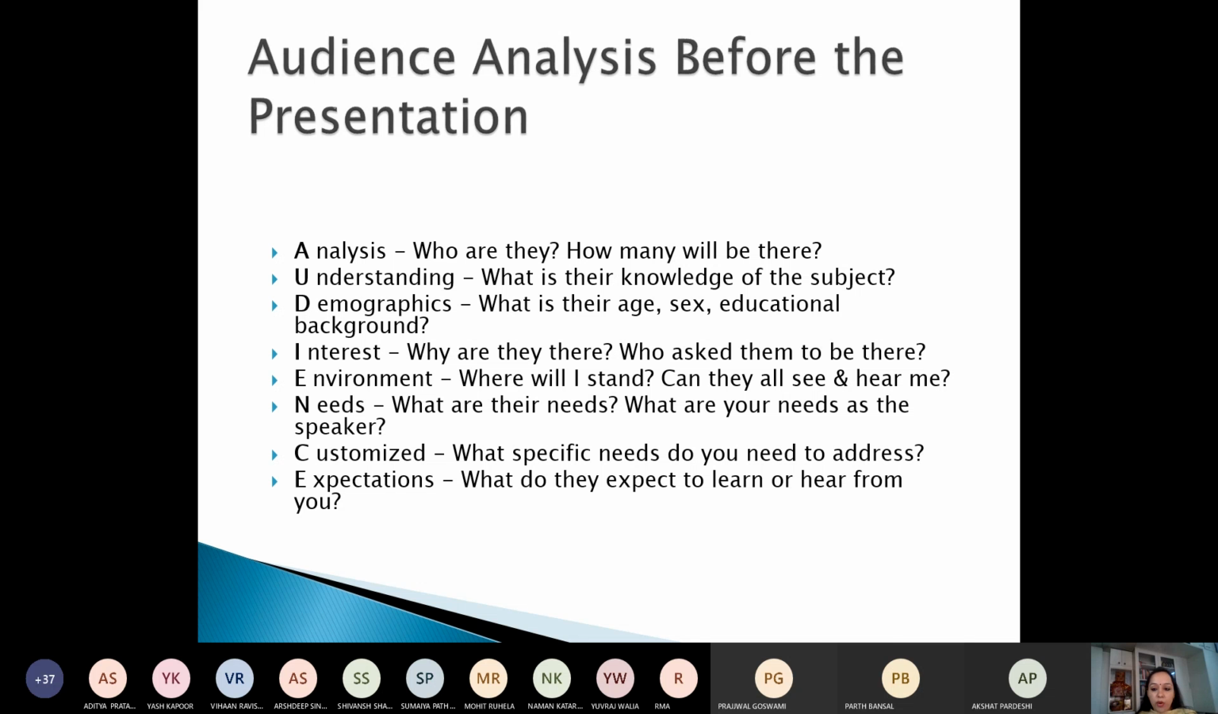Demographics, that's very important. This is the point that we discussed just now. We have to be very careful of the gender, the age, the educational background, the socioeconomic background, the religious background, and all the factors that you can think of which can be covered under demographics. These things impact each and every aspect of our presentation.